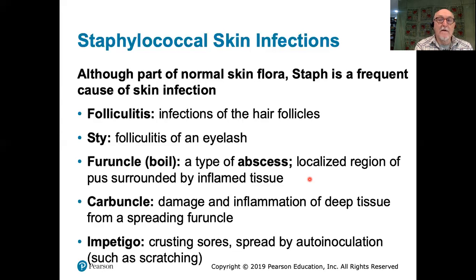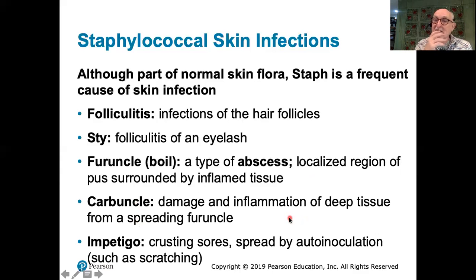If that furuncle begins to extend through the skin and develops multiple heads, it's called a carbuncle. And that's a much more serious situation, because we're at risk then for the bacteria to begin to circulate as a bacteremia in the blood supply. So furuncles and carbuncles need to be carefully treated, because they can in fact lead to sepsis.